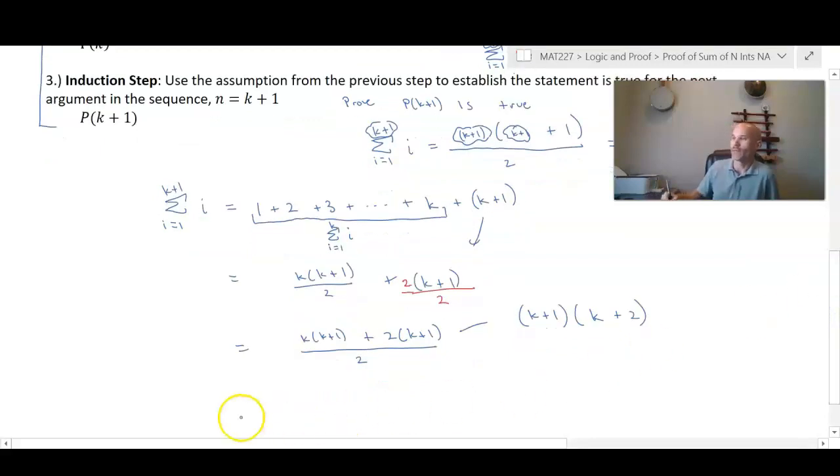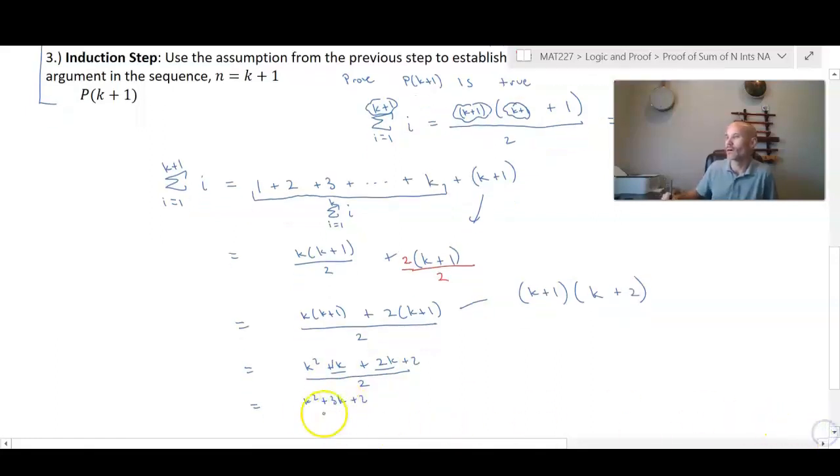Now, maybe your factoring skills aren't hot, and that's okay too. You could also just distribute to get k squared plus k, and then distribute over here to get 2k plus 2, all over 2, and now you can combine like terms. 1k plus 2k is 3k plus 2, all over 2, and that's exactly what we were hoping to get.